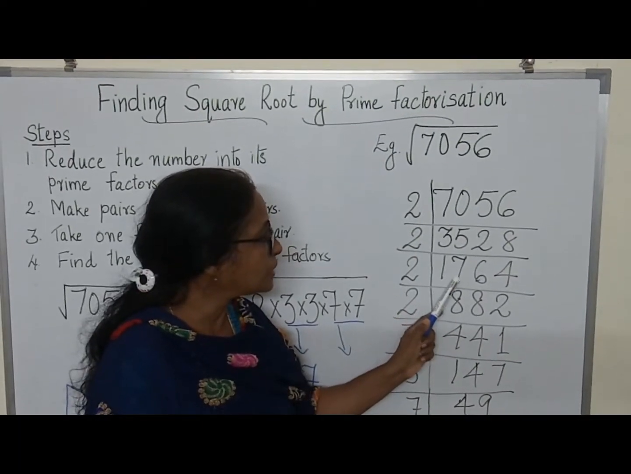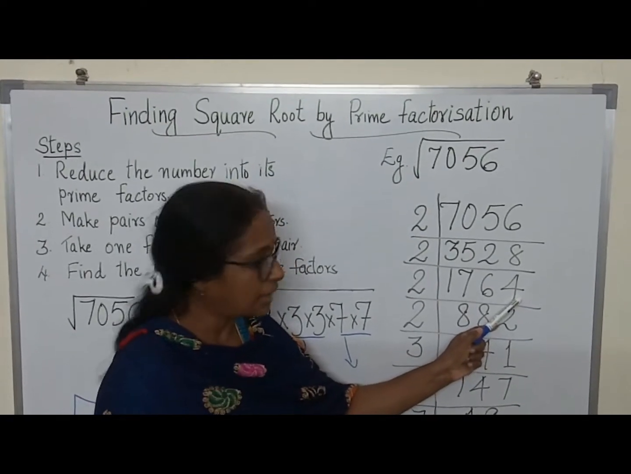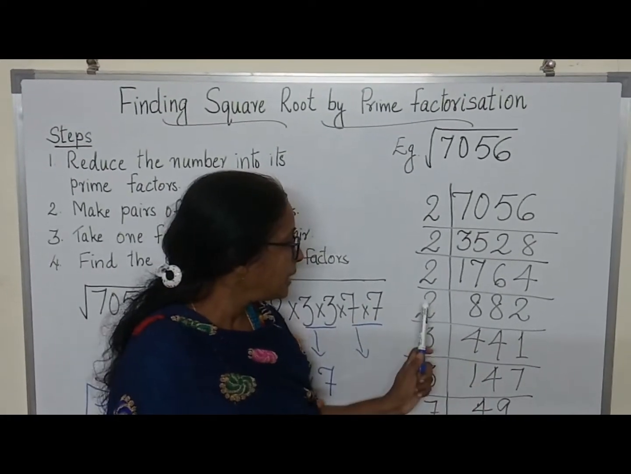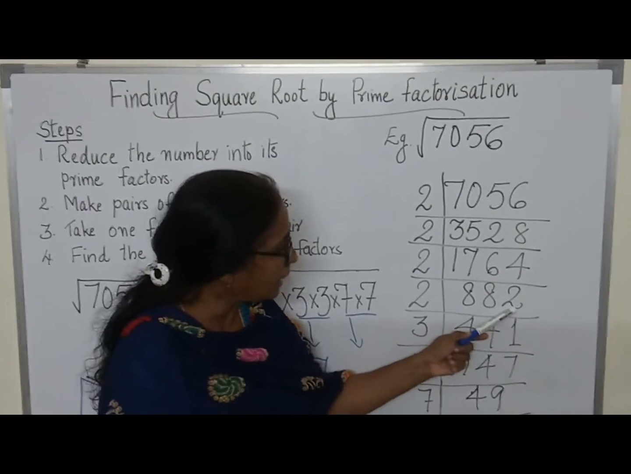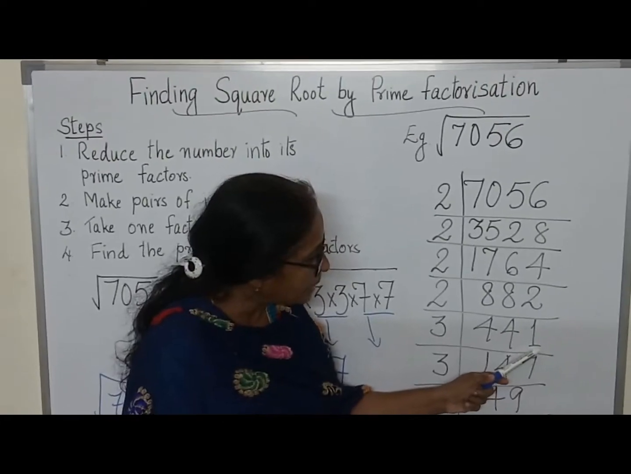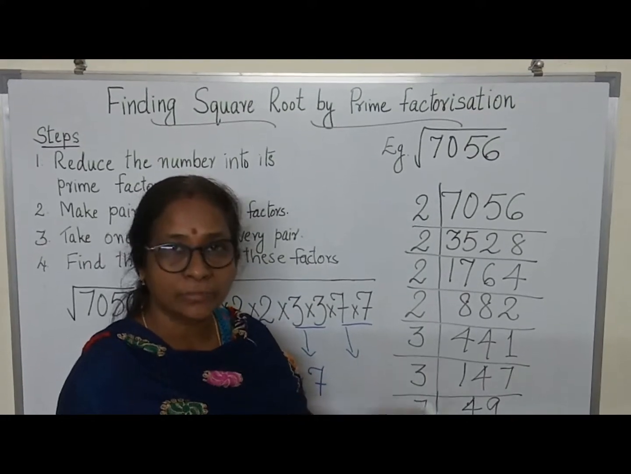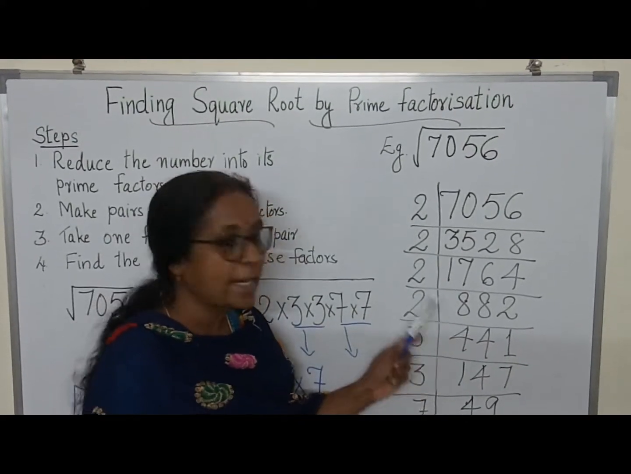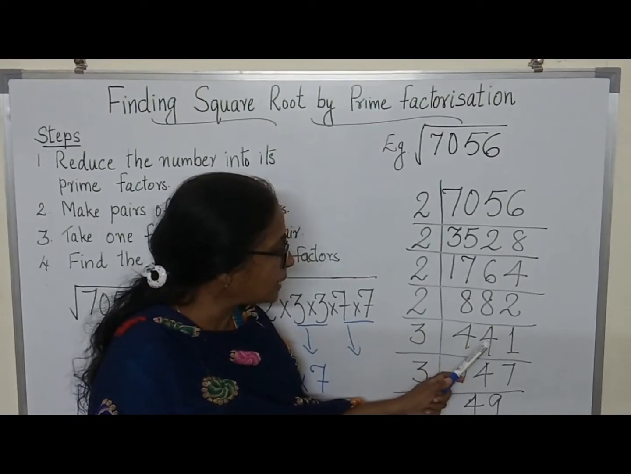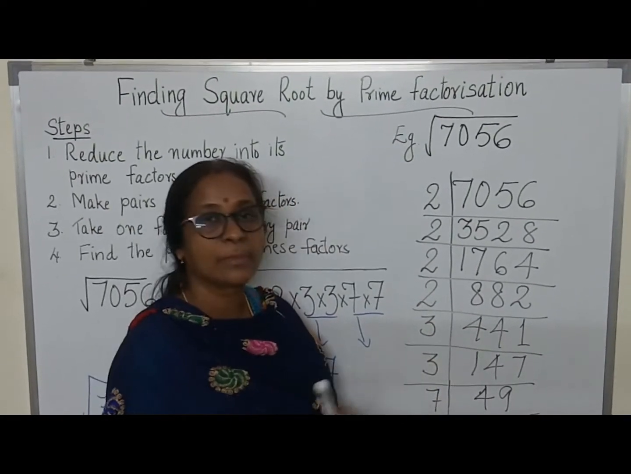So we get 1764. Again this is an even number, so divide by 2. We get 882. Again it is divisible by 2 because it is an even number. So we get 441. Now here it is an odd number, so you cannot divide by 2. So we have to go with 3. Try whether it is divisible by 3. How to check by 3? Add these digits: 4 plus 4 plus 1. What will you get? 9. So it is divisible by 3.